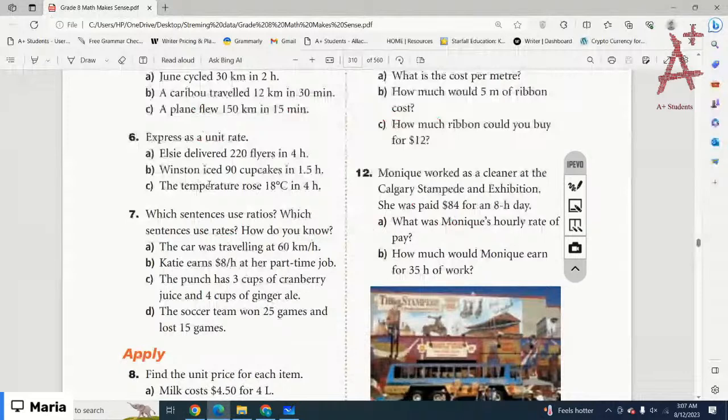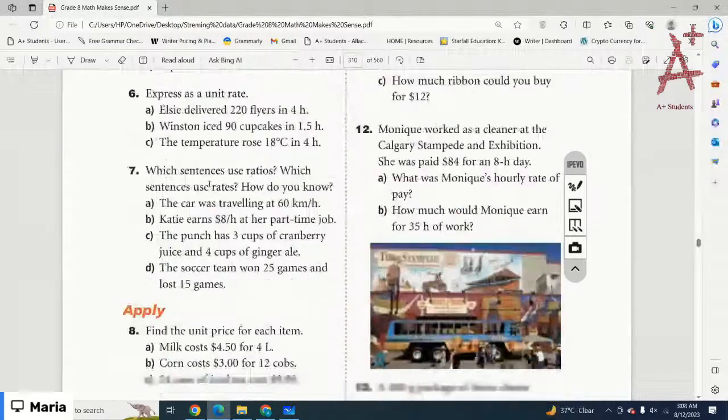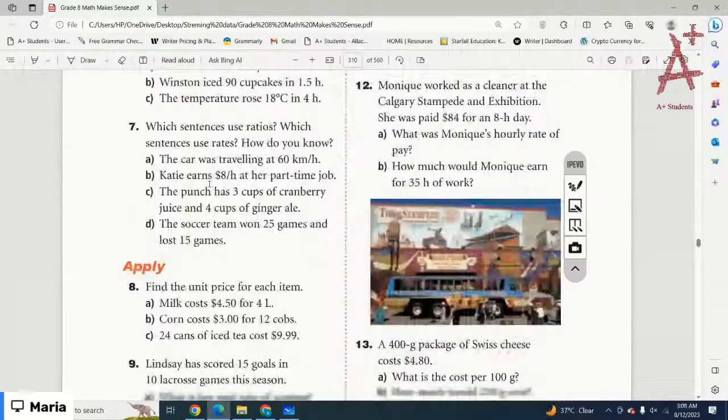Okay. Let's just start with question number 8. Find the unit rate. Okay, you have to do the same thing. You have to divide: for A part 4.50 divided by 4, for B part 3 divided by 12, and for C, whenever you have to calculate a unit rate, you have to divide by the given values, right? Okay, let's just start with question number 9.